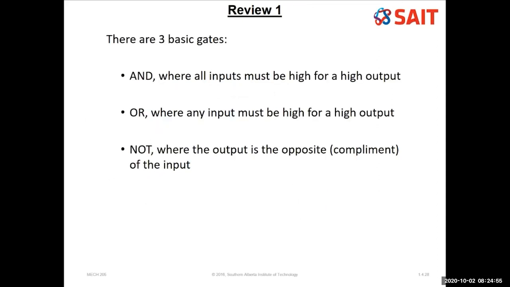So what have we got here? We've got three basic gates. We've got an AND gate.